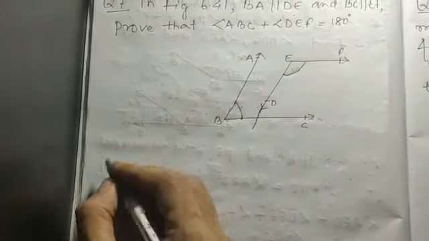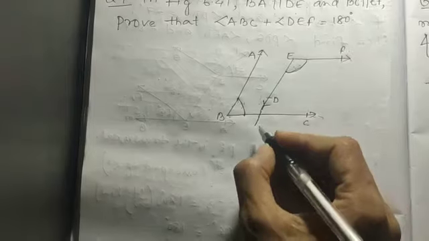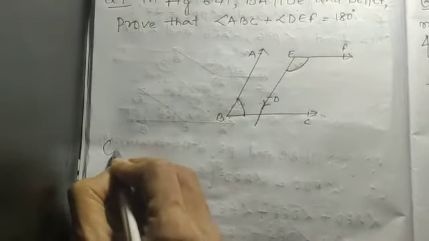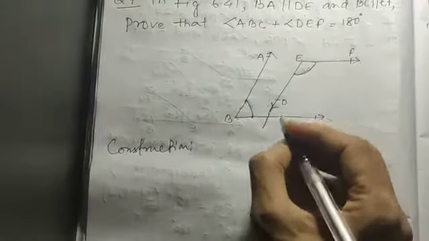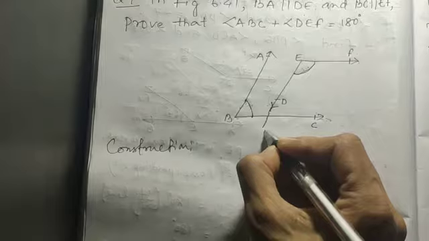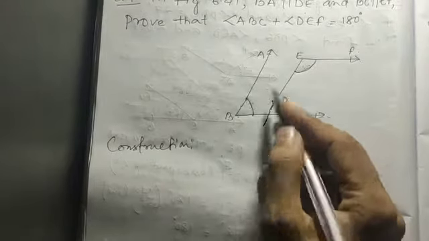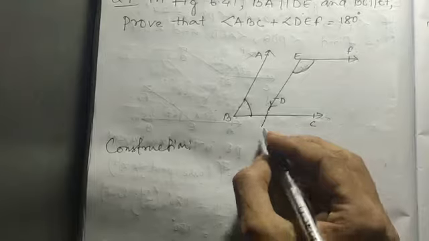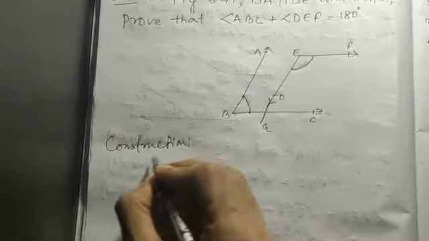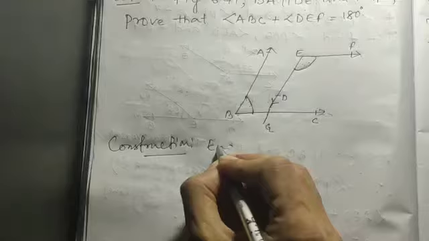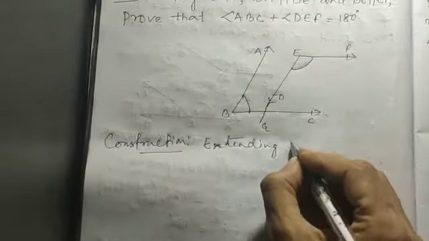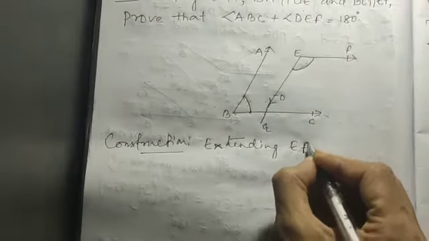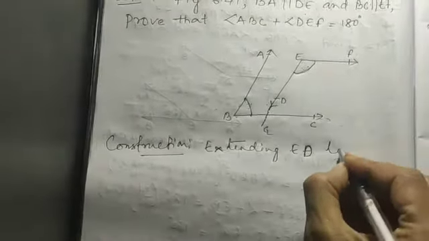Okay, so construction. Extending the line ED, let us give names A, B, C, D, E, F, G. Construction: extending ED to G. Done.